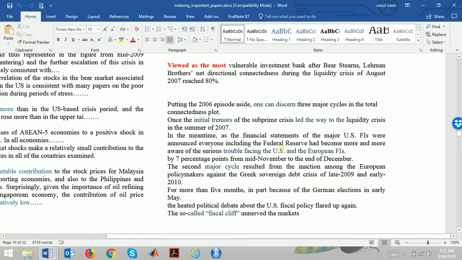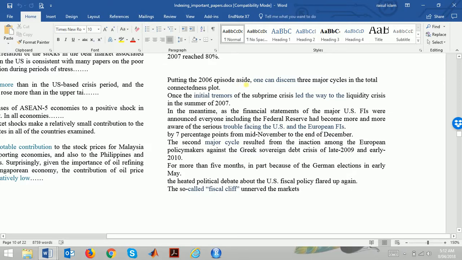Putting the 2006 episode aside, one can discern three major cycles in the total connectedness plot. The first came once the initial tremors of the subprime crisis led the way to the liquidity crisis in the summer of 2007. In the meantime, as the financial statements of the major US firms were announced, everyone, including the Federal Reserve, had become more and more aware of the serious trouble facing the US and the European financial institutions.